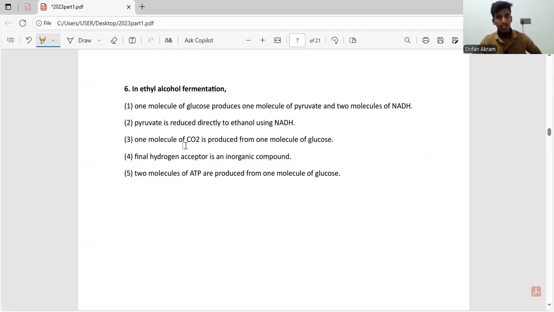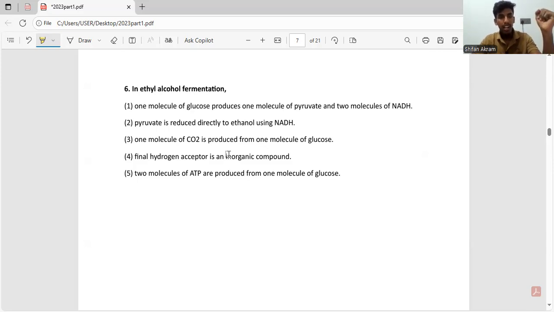Third statement, one molecule of carbon dioxide is produced from one molecule of glucose. Now, one molecule of pyruvate is converted to one molecule of acetaldehyde. So during this reaction, one carbon dioxide is produced. But from a glucose molecule, we have two pyruvate molecules. So in reality, two carbon dioxide molecules are released, not one. So again, the third statement is also wrong.